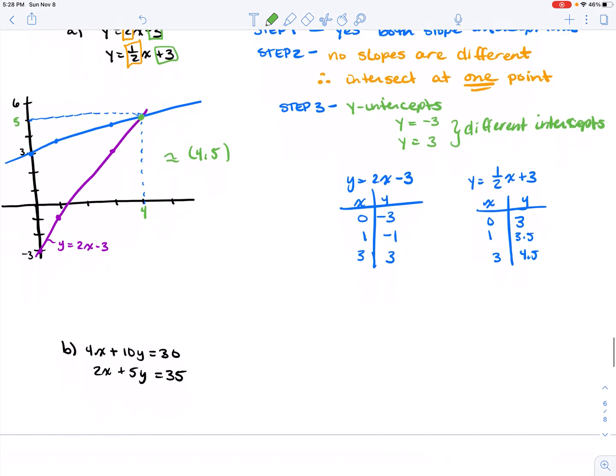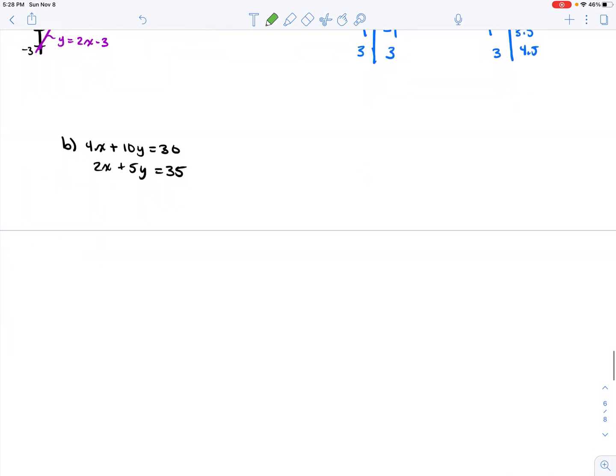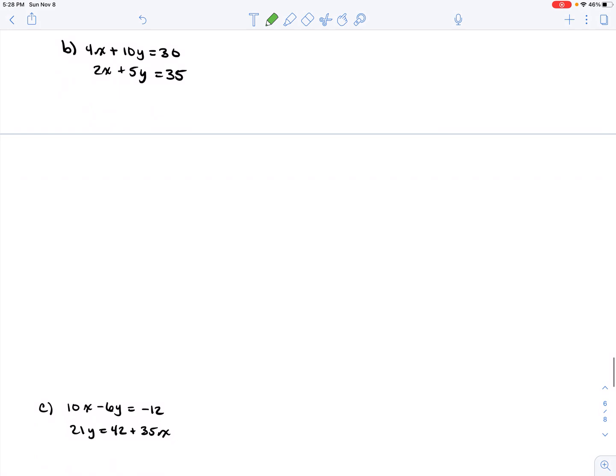Let's look at another example. 4x plus 10y equals 30, and 2x plus 5y equals 35. So step 1, I need to rearrange. I want them in slope-intercept form.